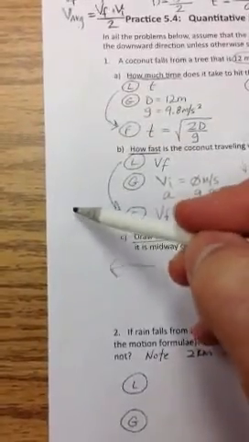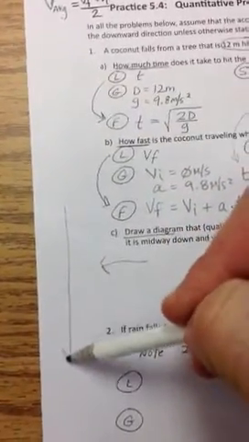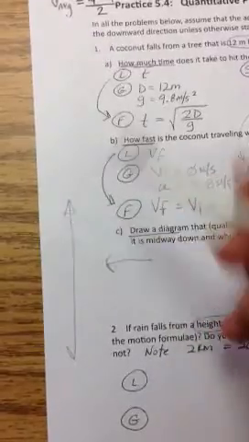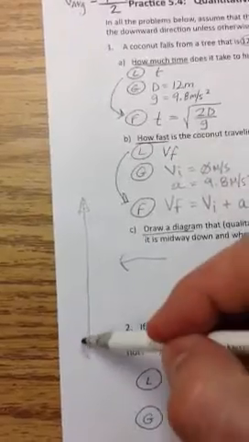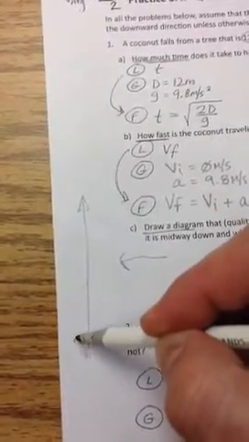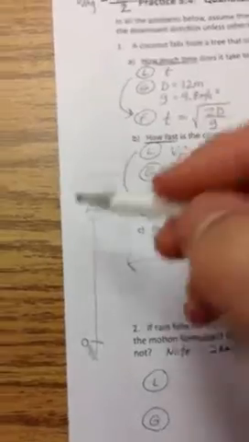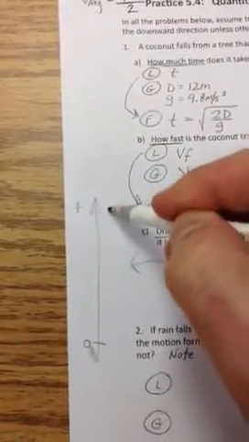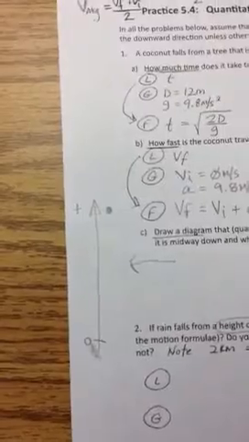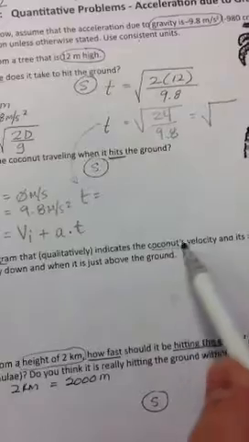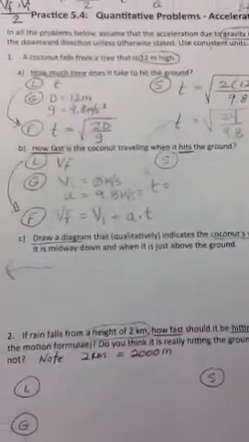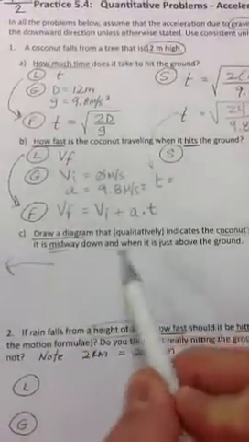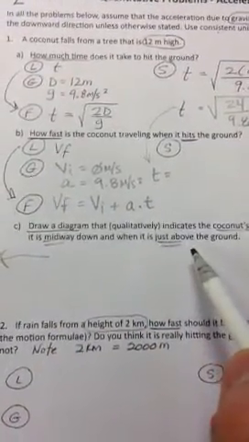So I'm just drawing an arrow to the left to say, okay, let's draw our motion diagram where we have a little more space. I'm going to have my reference line pointing upwards, because up has been our convention for positive. Okay. Coconut starts in the tree, right, and it says make sure you indicate the coconut's velocity and its acceleration, okay, when it is midway and when it is just above the ground.